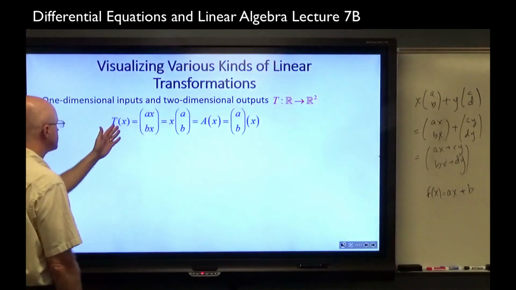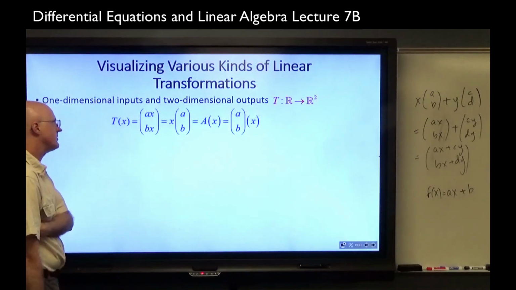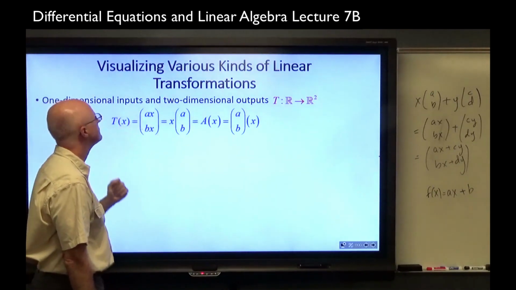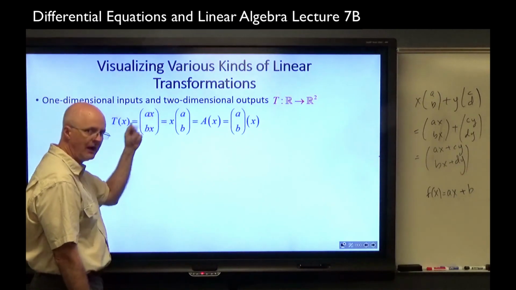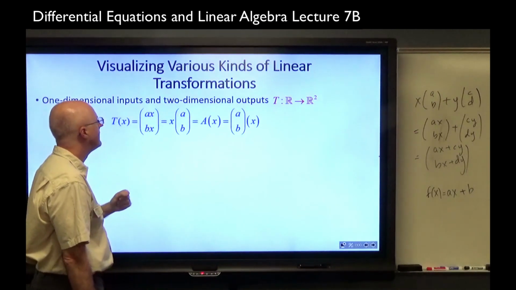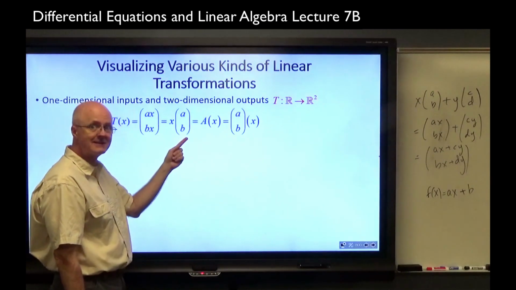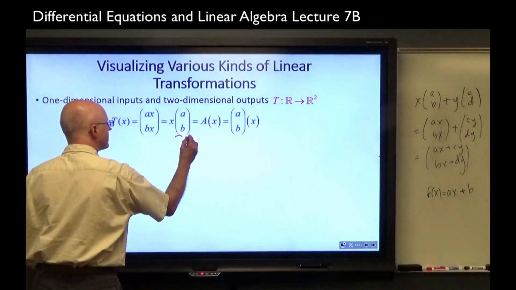The input is one-dimensional. Think of it as a number. I can think of this as a 1 by 1 matrix or a one-dimensional vector. The output is two-dimensional. I'm writing it as a 2 by 1 matrix or a two-dimensional vector here, AX and BX, and no constants being added. That could be thought of as X times the column vector of a matrix A. This would be the matrix A right here.